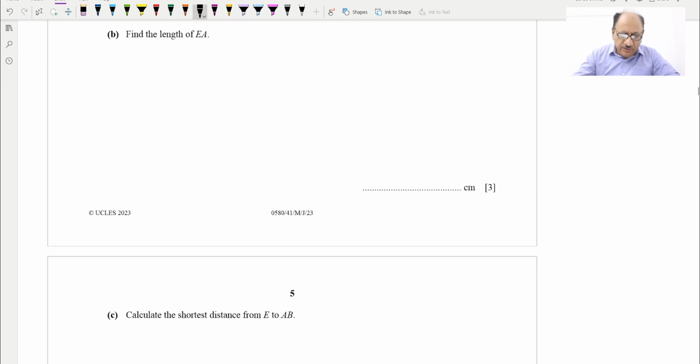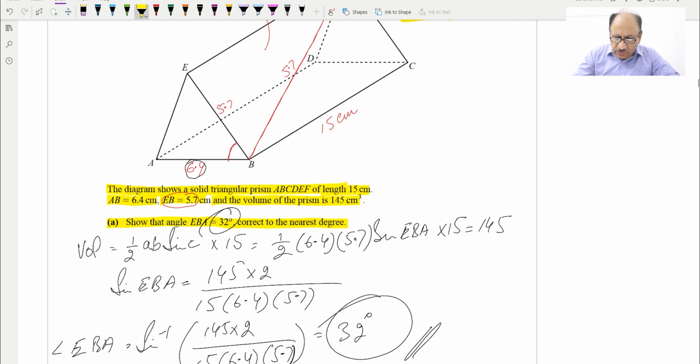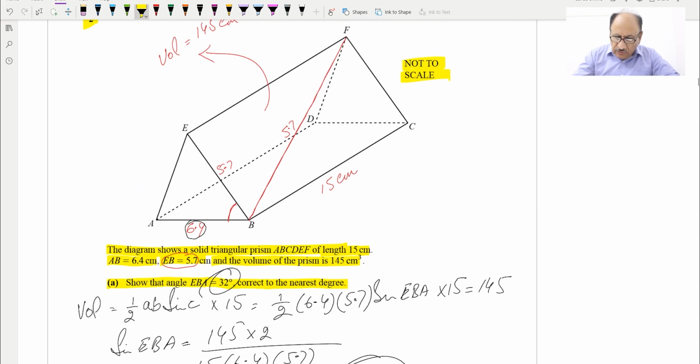Now they are saying find the length of EA, and we need to check which is EA. E to A is this length, so this length is required. We have the other two sides, and we just found the angle, which is this one, 32 degrees.